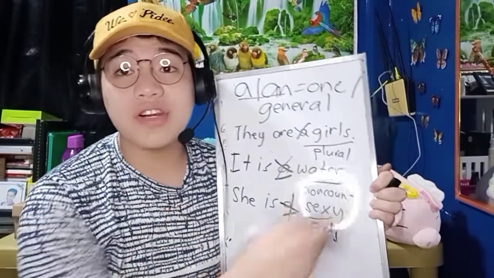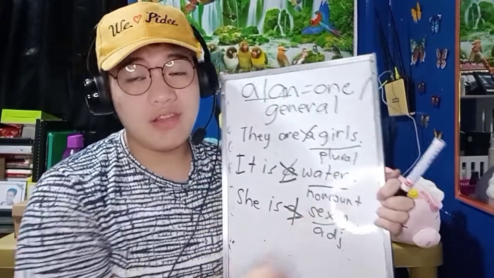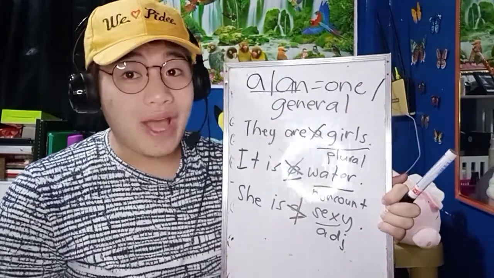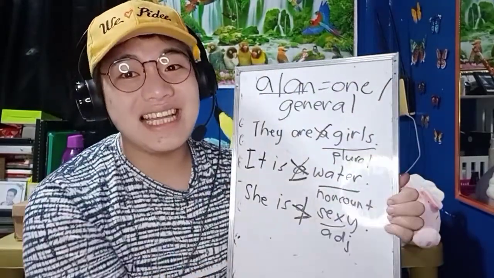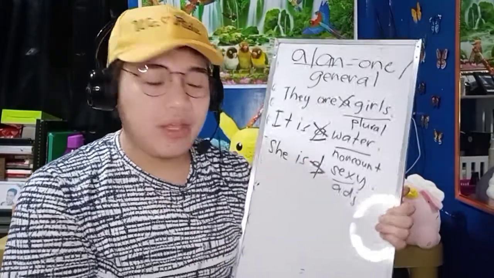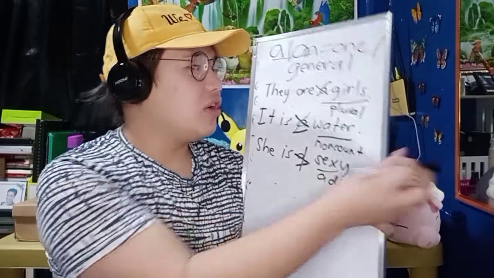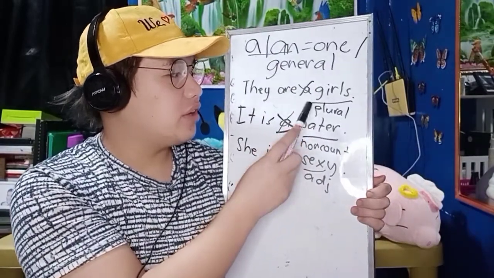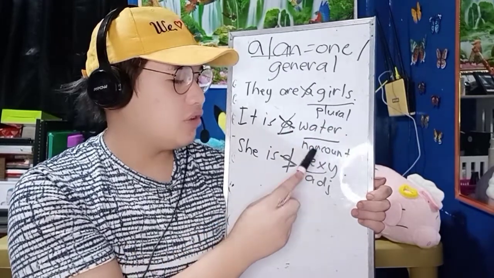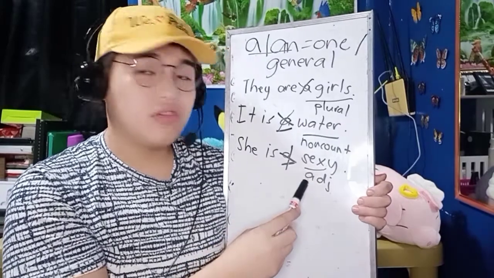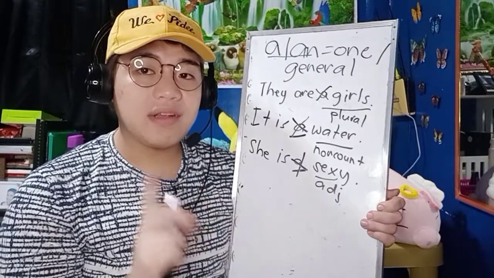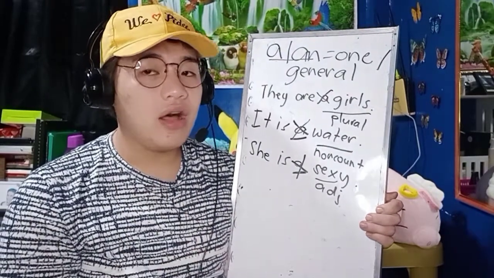Remember, we can only use articles with a noun. So articles a and the are used before a noun. Why? Because articles are considered as adjectives. They modify a noun, or they give information about the noun. So as you can see here, guys, when you have articles a and an, you cannot use them for plural nouns, you cannot use them for non-count nouns, and you cannot use them for other kinds of parts of speech. So articles must always be followed by a noun.